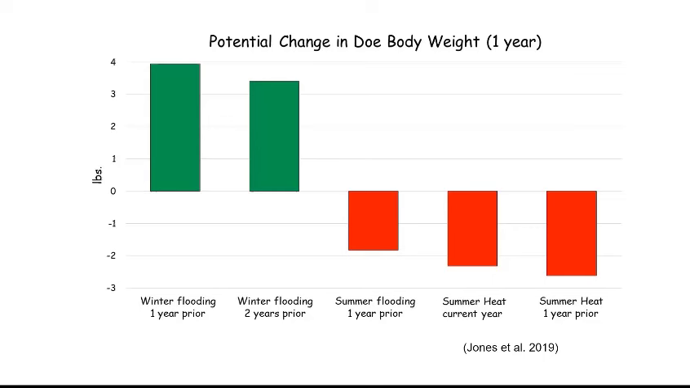If you have high temperatures during the summer, you could have a drop of over 2 pounds, a loss of over 2 pounds during the current year. If you had back-to-back hot summer years, so 1 year prior, summer heat could drop body weights 2.5 pounds, and the current year's hot summer could drop another couple of pounds in the doe weight. So these are cases where weather, the temperature, and the amount of rainfall and ultimately flooding are examples of density independent regulatory factors that are affecting the health of a deer population.